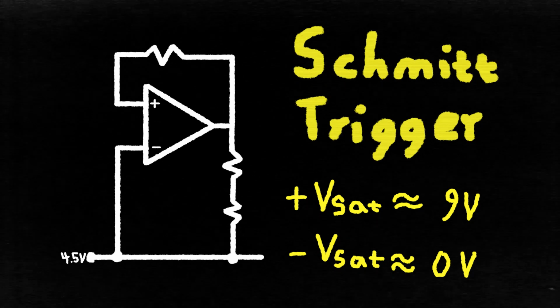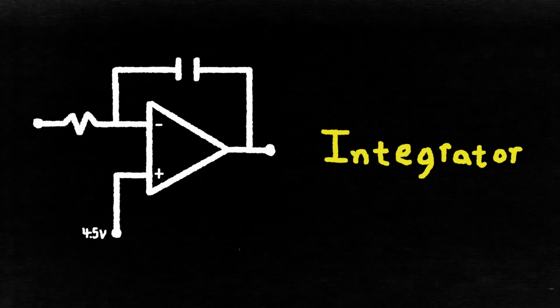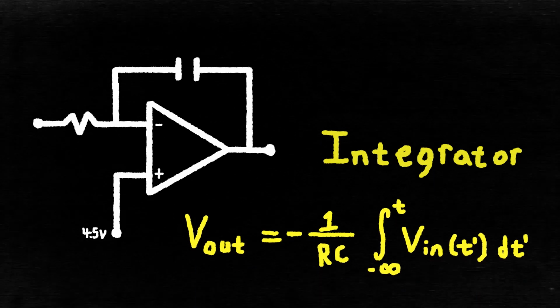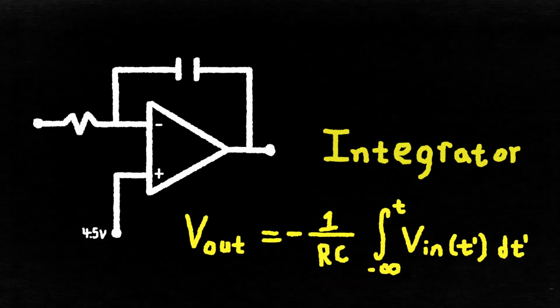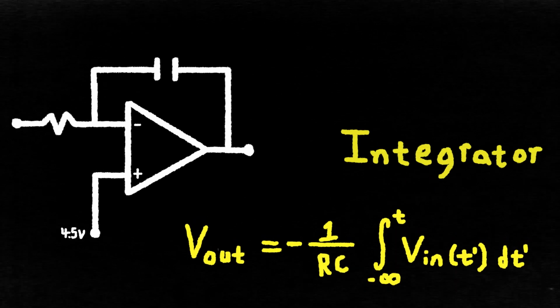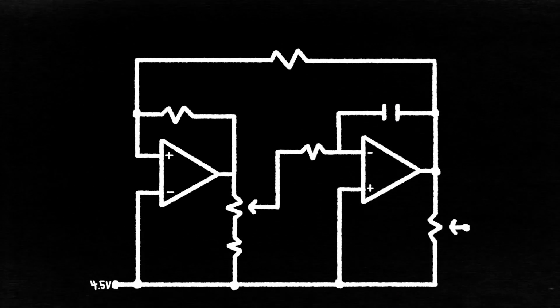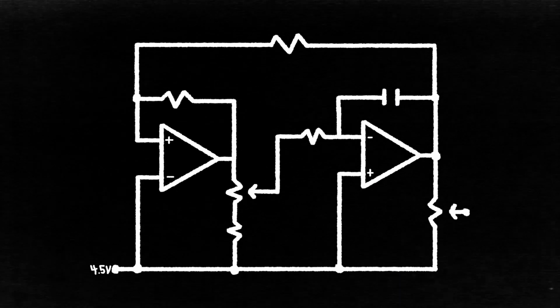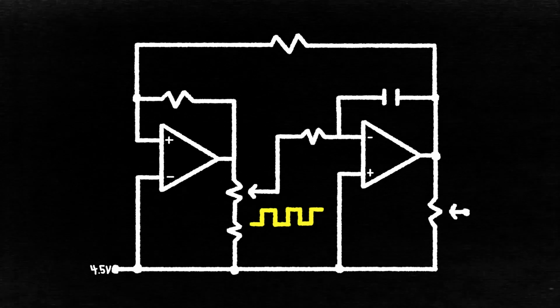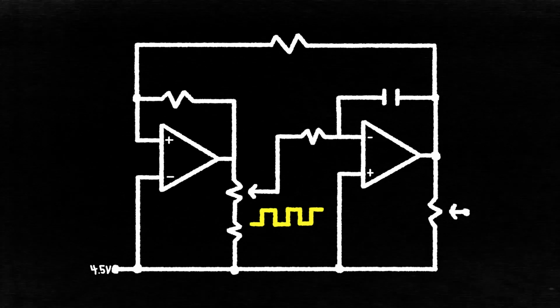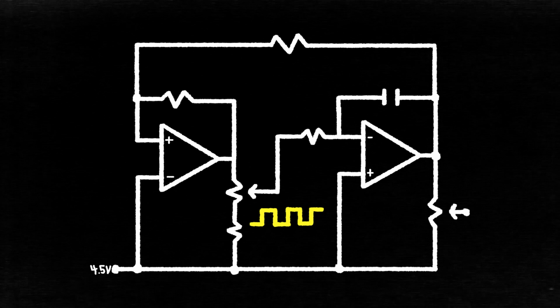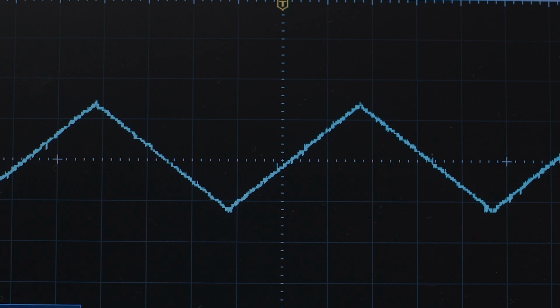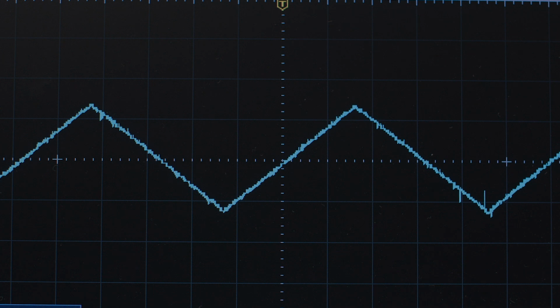The output of the Schmitt trigger is then fed into the input of an integrator. This circuit's output is the integral of the signal at its input. When the output of the integrator is fed back to the input of the Schmitt trigger, the whole circuit begins to oscillate. The Schmitt trigger outputs a square wave as it oscillates between its positive and negative saturation voltages. The integrator takes the integral of this square wave, making the output a triangle wave.